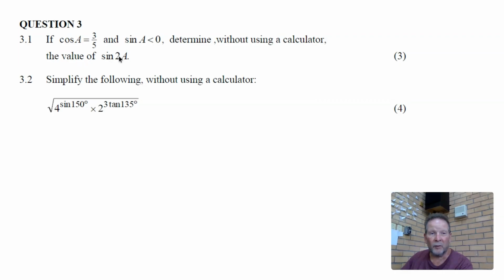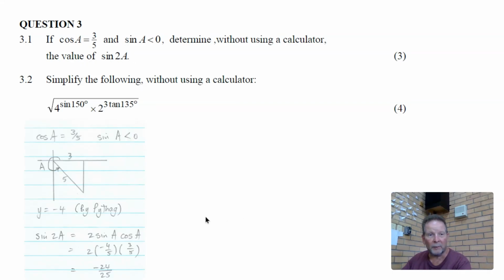Well, that's just using a double angle identity. You've got a formula on your formula sheet. You go sine 2A and you replace it with what it is. So let's look at the first one done.